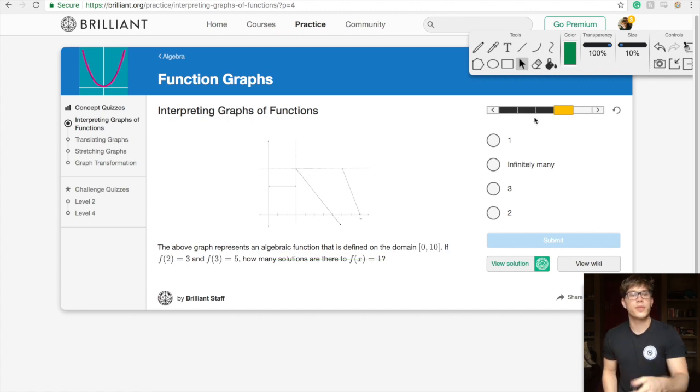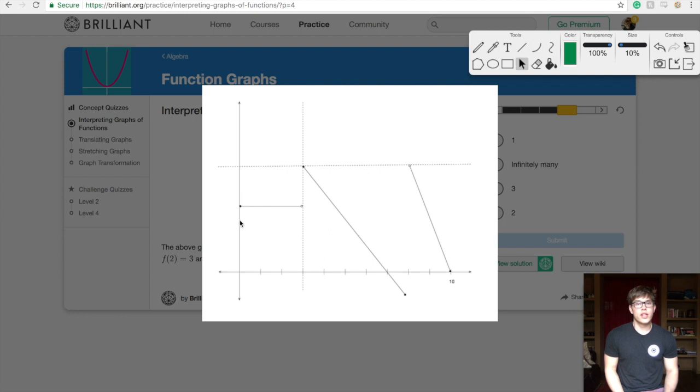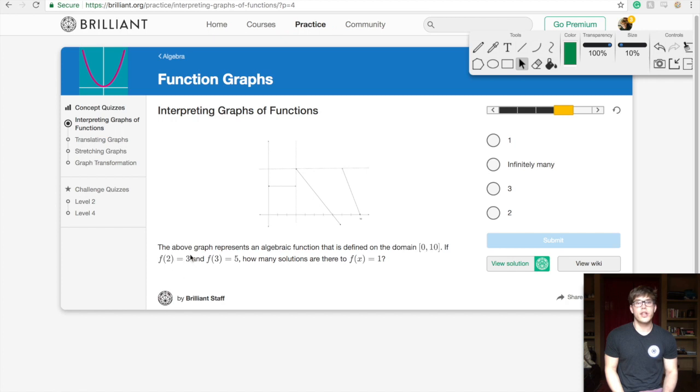Clear our board. What does this one say? The above graph represents an algebraic function that is defined on the domain from 0 to 10. If f of 2 equals 3 and f of 3 equals 5, how many solutions are there for f of x equal to 1? What did it say again? F of 2 is 3 and f of 3 is 5. Let's write that down.